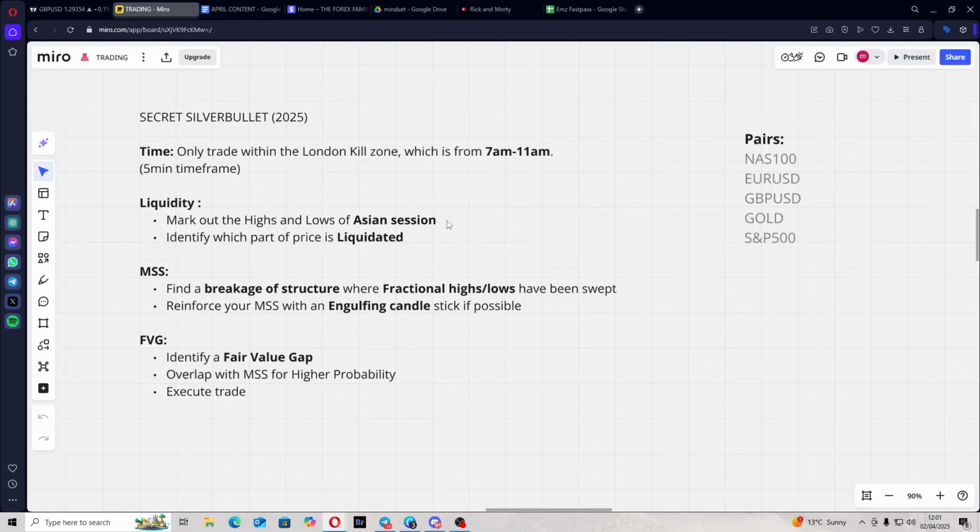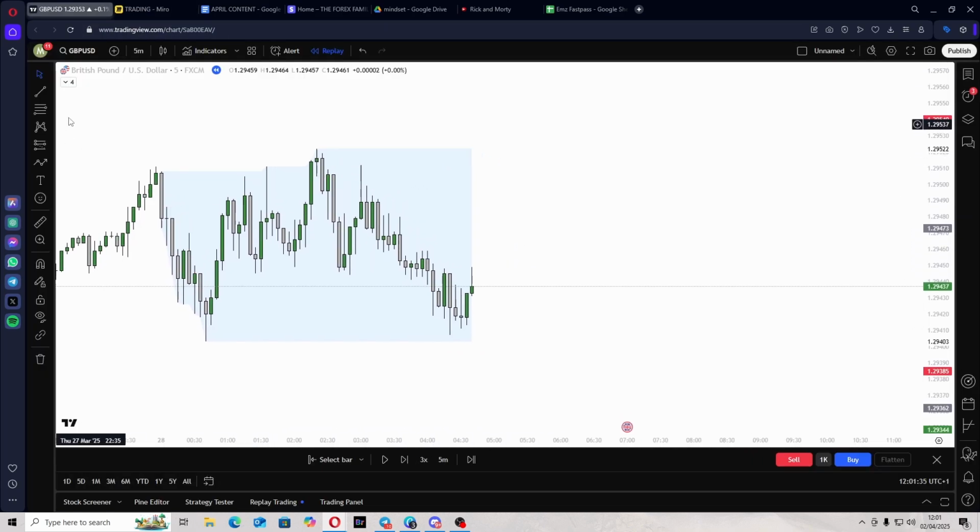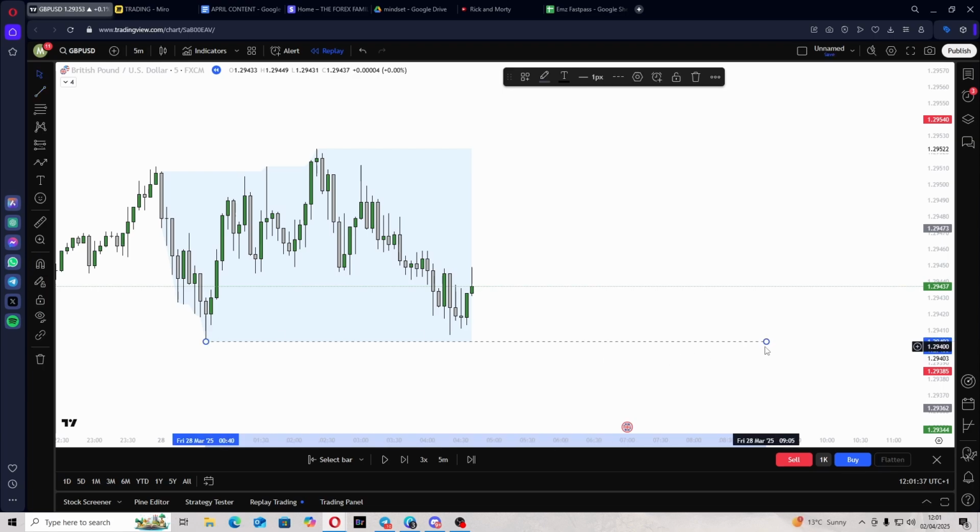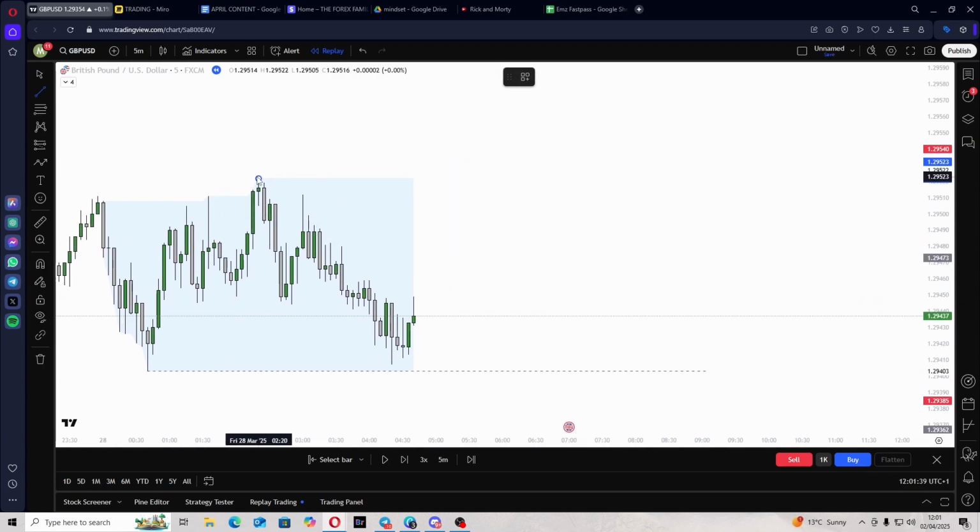But you need to only trade within the London kill zone, which is from 7 a.m. until 11 a.m. on a 5-minute time frame. Okay, we're doing that right now, and these are all the pairs you could trade. Listen, you need to mark out the highs and the lows of Asian session and identify which part of price actually gets liquidated first. So this is the lowest point of Asian session, and this is the highest point of Asian session right here.